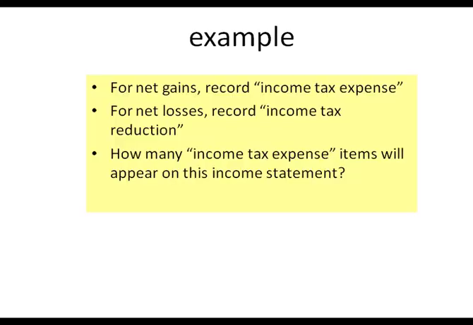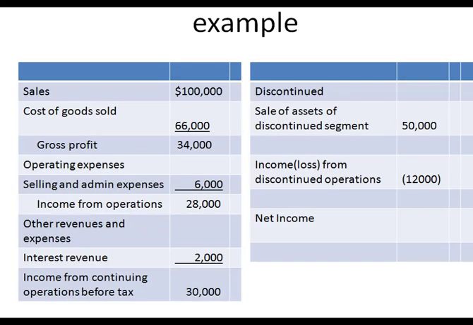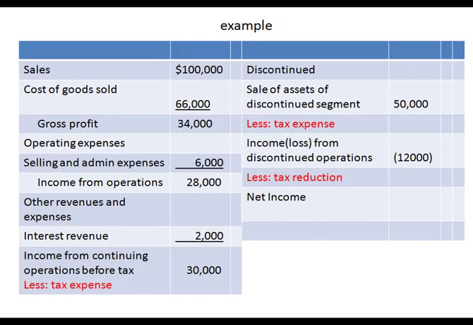Now, we have to consider the tax effect of these items on our income statement. For net gains, we would record an income tax expense. For losses, an income tax reduction. When we look at our income statement, how many tax items would have to appear on this income statement? Well, on the left side, our income from continuing operations would have to have tax deducted, but so would each of the individual items reported under discontinued. So that means that in total then, we would have tax items appearing 3 times on this income statement, under continuing operations and under each of the discontinued.